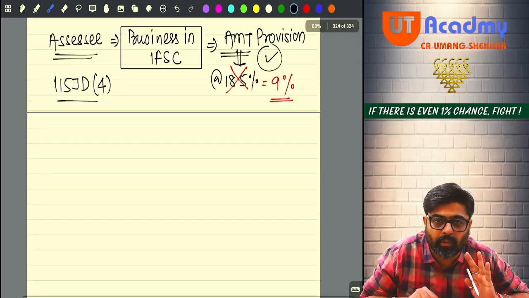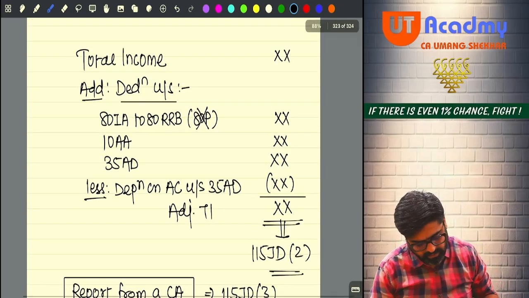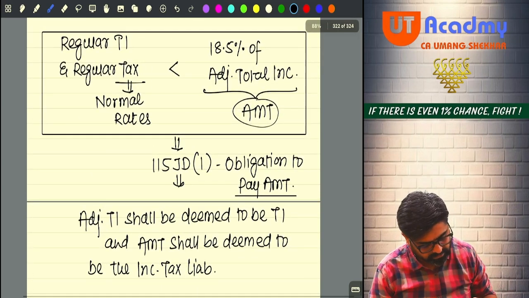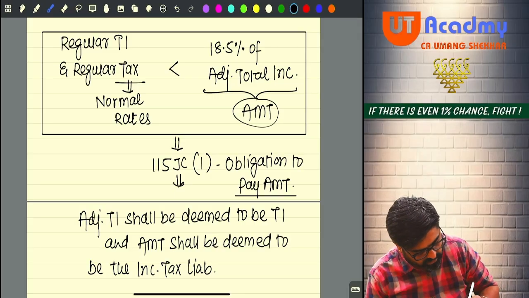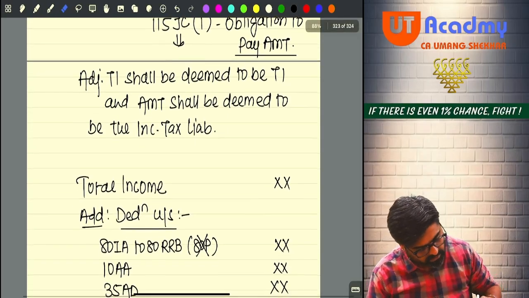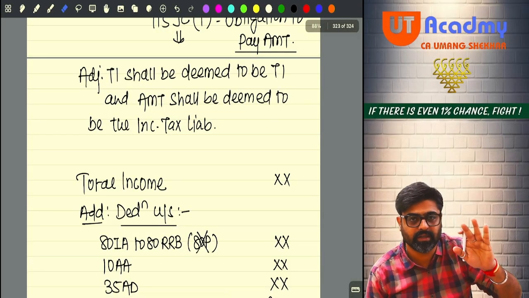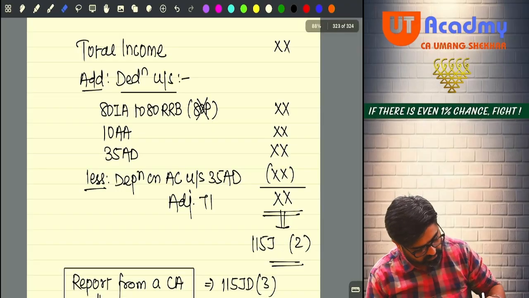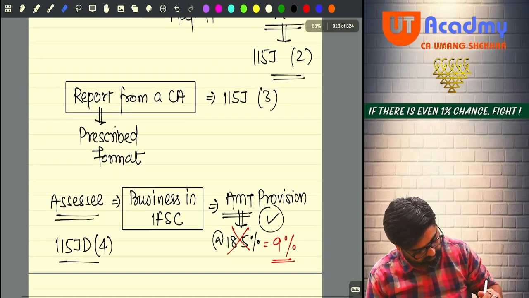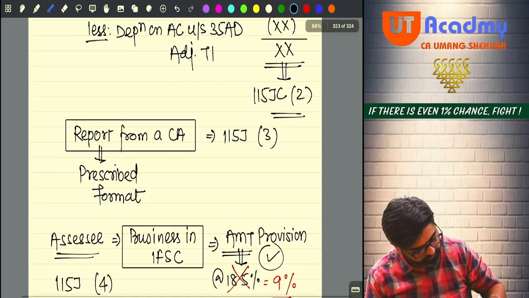Okay, now pay attention. I have written JD everywhere. See, it is my mistake. This is not JD, this is JC. Everywhere it is JC. This is my mistake. It is JC.